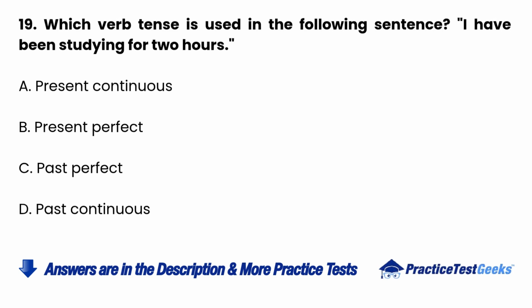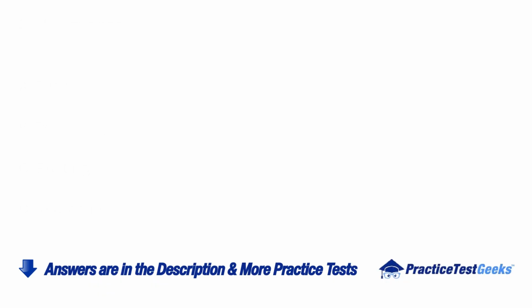19. Which verb tense is used in the following sentence? I have been studying for 2 hours. A. Present continuous. B. Present perfect. C. Past perfect. D. Past continuous.